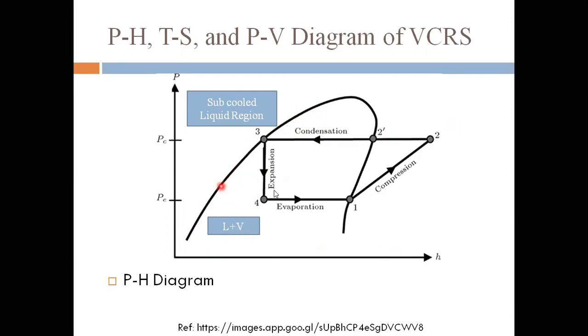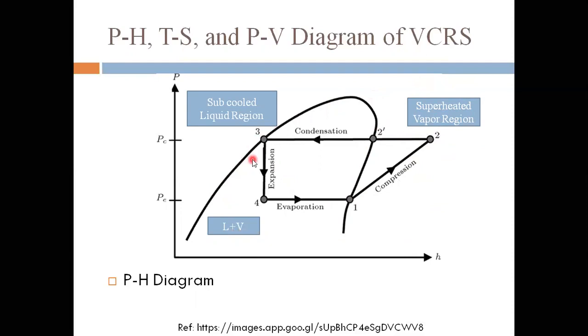This is the saturated liquid line. This one is the saturated vapor line. The region between these two lines is known as the wet region, or we can say that we have liquid plus vapor. And this one is the superheated vapor region. On the right side of the saturated vapor line, we will have the superheated vapor region. When the saturated vapor line and saturated liquid line intersect, we get the critical point.